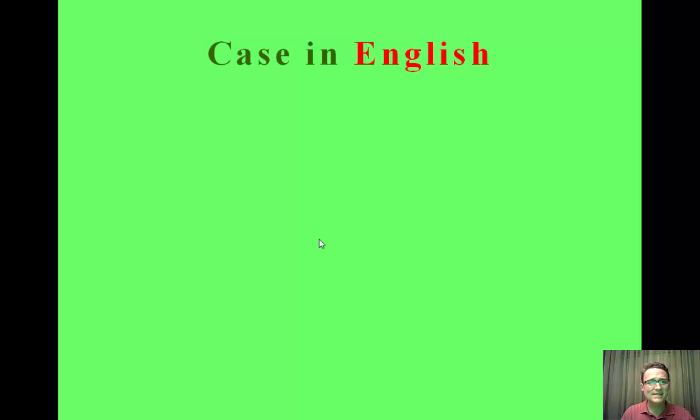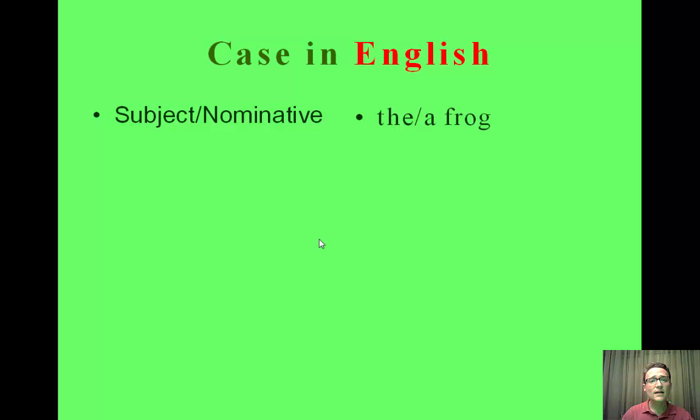So let's talk about case in English. Latin is a very highly inflected language. English, not as much, but it still makes some changes, and so we're going to look at that. English really has three identifiable cases. We have what's called the subject case, which is going to correspond to Latin's nominative case. So, the or a frog, and that's when we have the subject of a sentence or the predicate nominative.